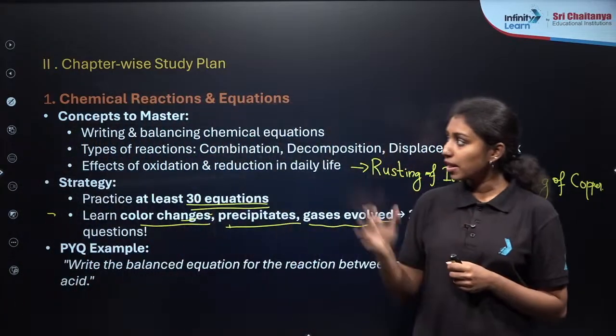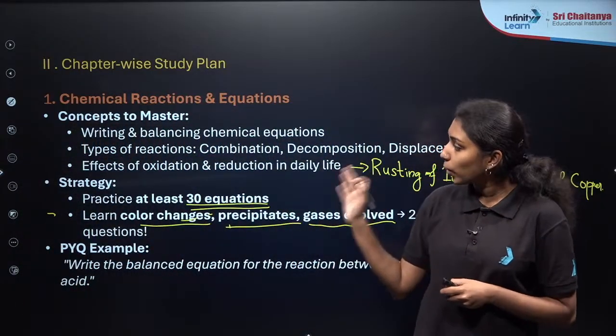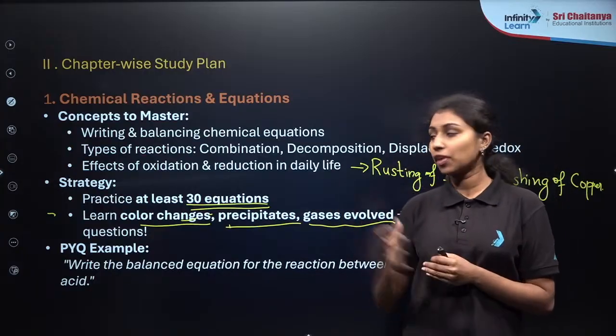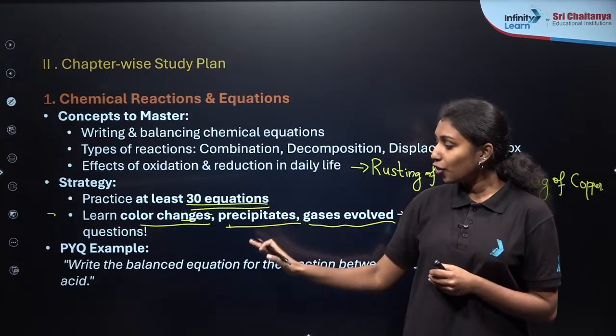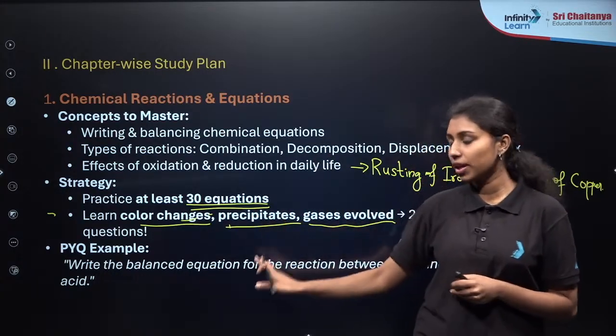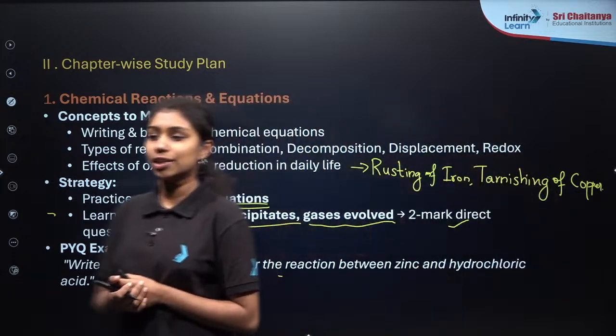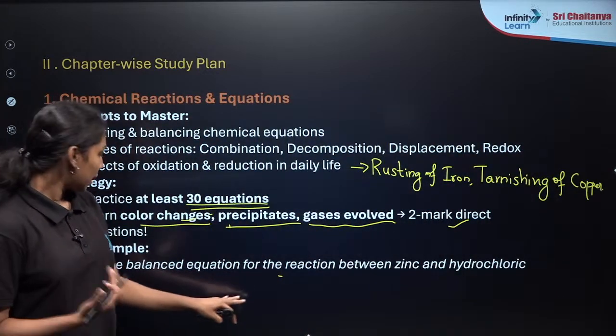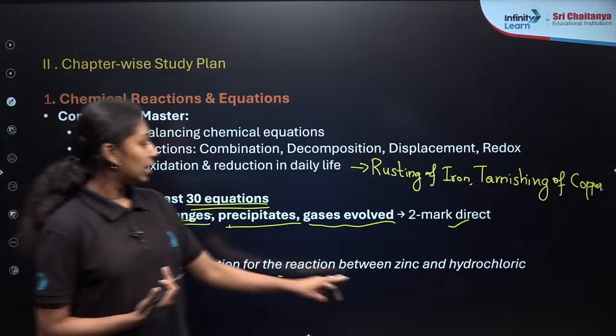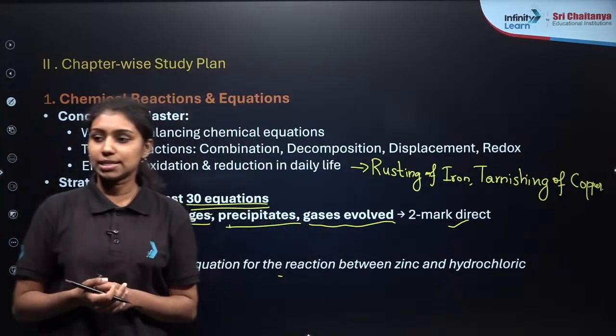We have already discussed what are the important topics in the chemical reactions and equations, and how we can score maximum in this chapter. Now we need to just revise the topic by using the PYQ question here. Anyone please give me the answer here. What is the chemical equation? Balance the chemical equation for the reaction between zinc and hydrochloric acid.